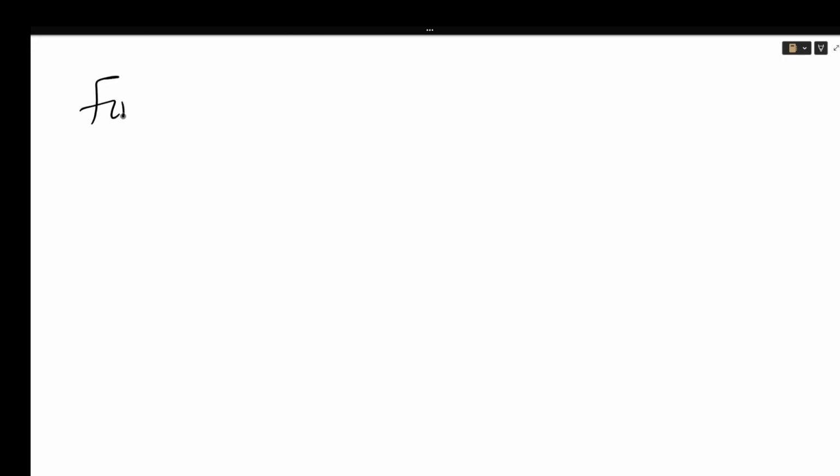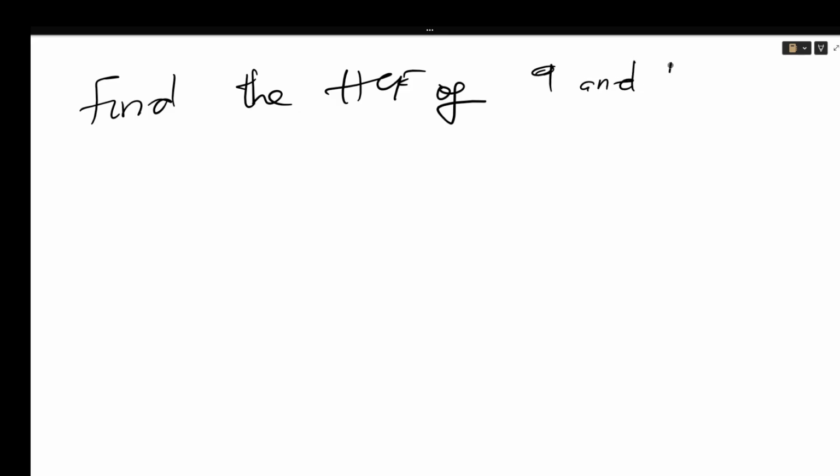Find the HCF of 9 and 12. Quickly recall, the first step is to express. So, solution: express 9 and 12 as a product of its prime.